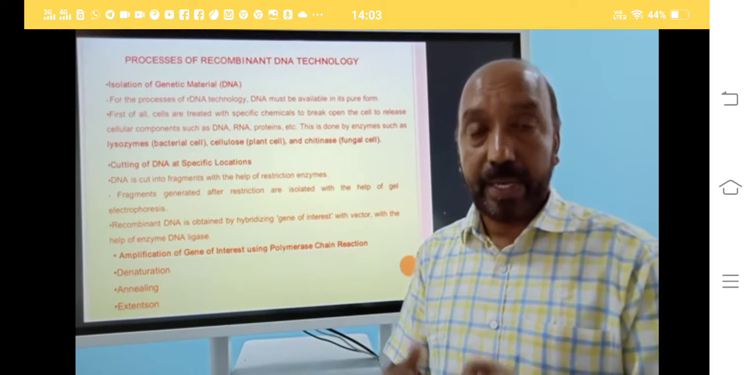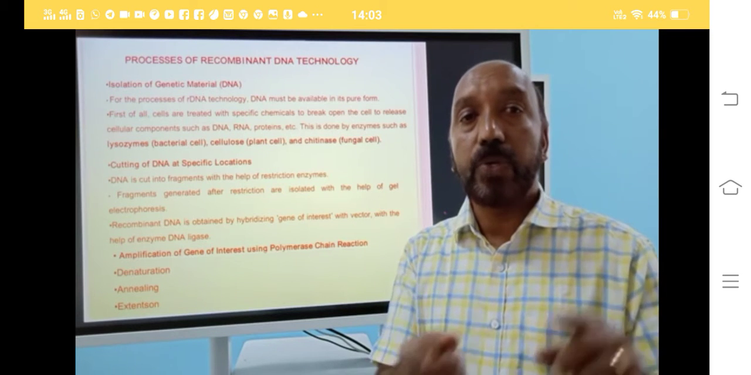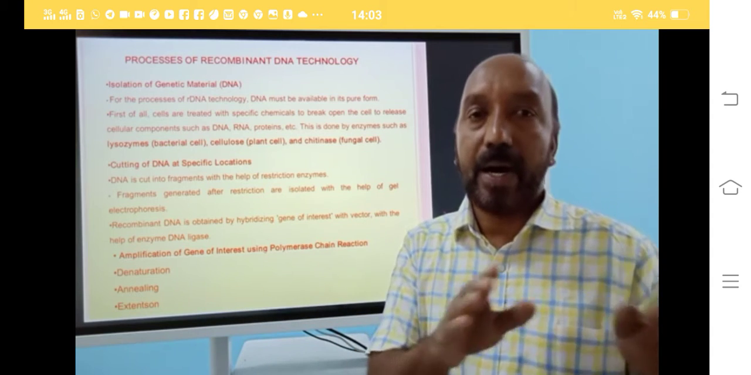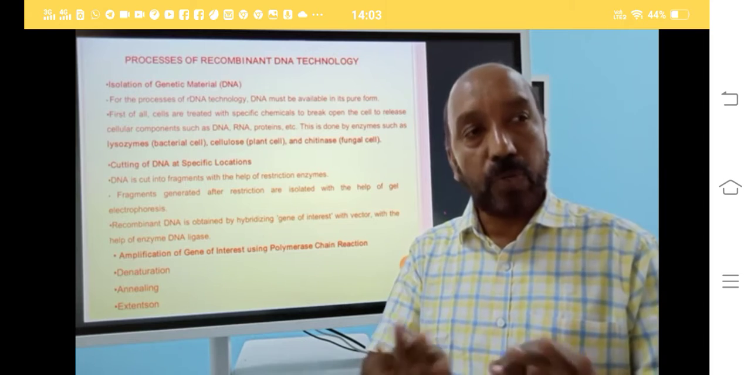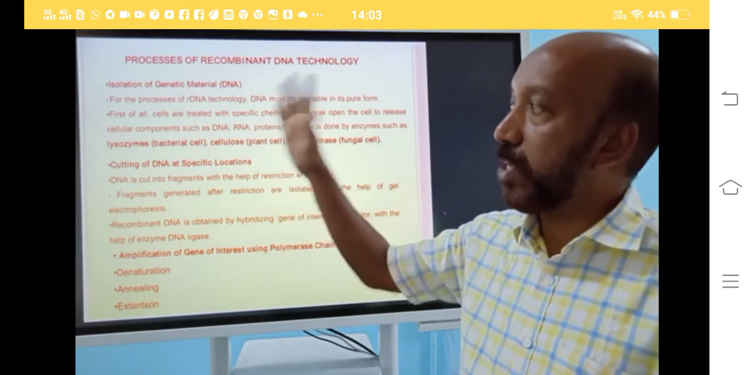After that we take out the genetic material, which is treated with proteases and RNases to remove the protein and RNA along with it, and after that we treat it with chilled ethanol to remove all the other impurities. This is the first process, isolation.